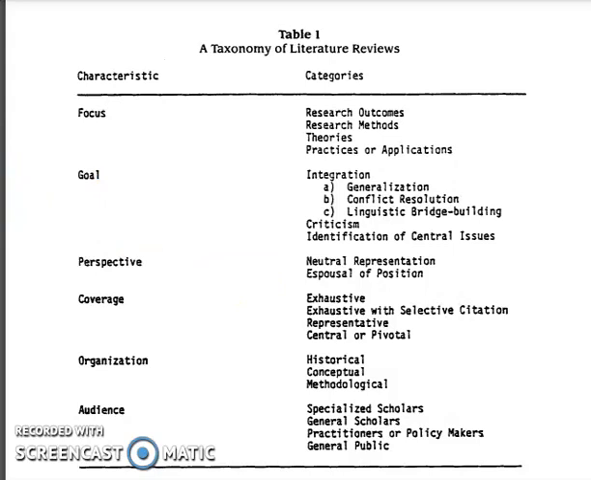Then the next characteristic is coverage. That is how much literature you have to study in order to write a review. So it can be exhaustive, in which you read a lot of literature and you include all that literature and report all that literature in your review paper. Then there is an exhaustive review with selective citation. You review a lot of papers, but you don't cite everything that you read. So that is another thing that can be there.